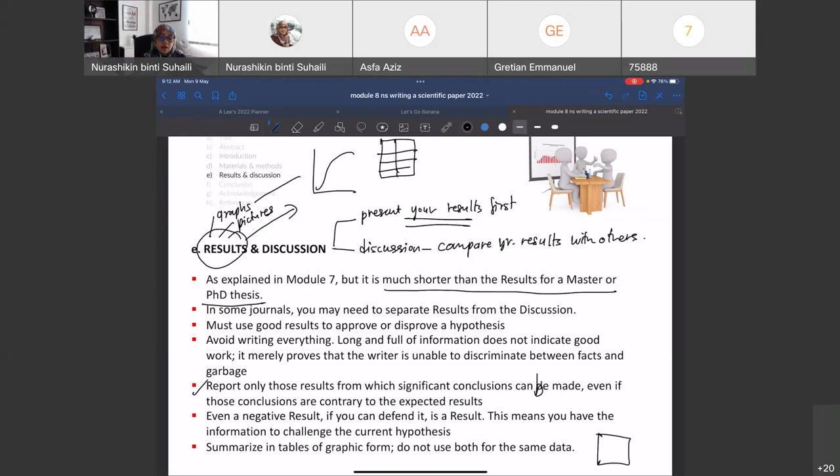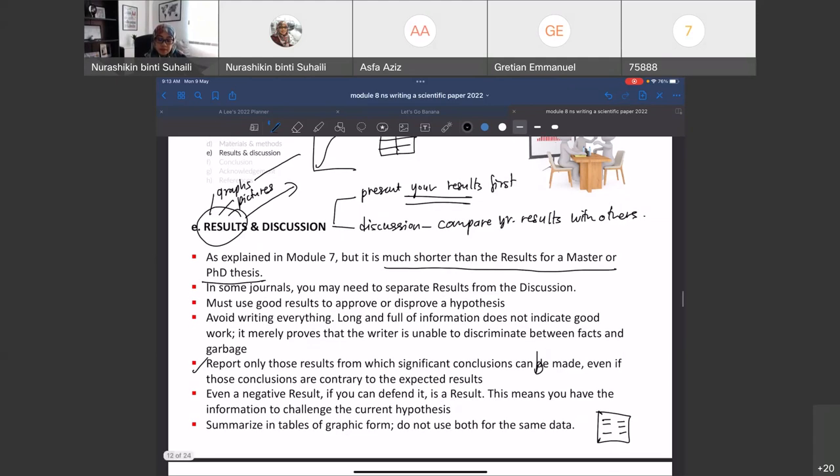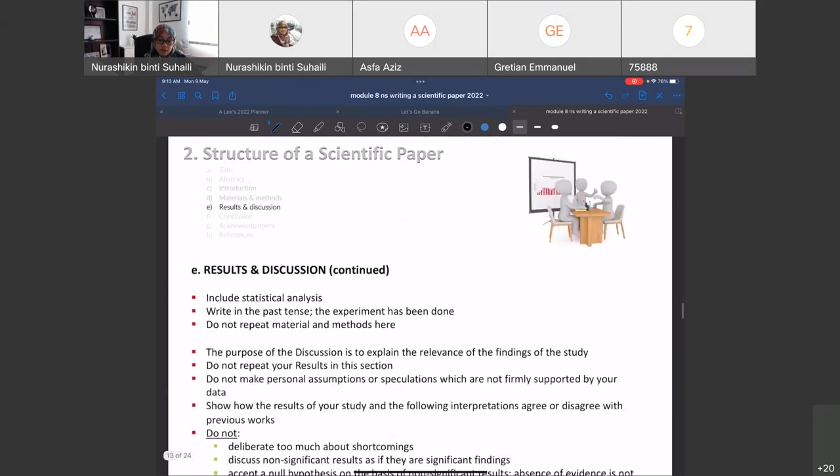If you are analyzing protein using a gel, you can see the bands. That is another type of picture. So the types of pictures also differ from one research to another. All right, so that's results and discussion.